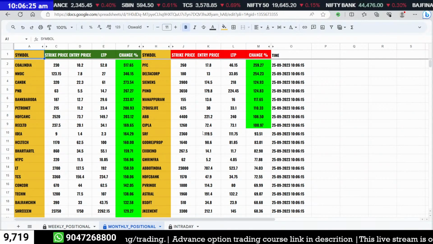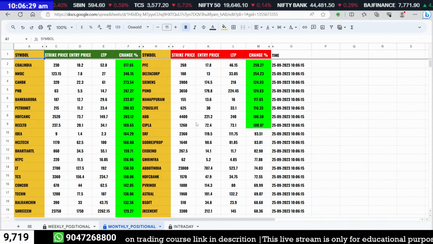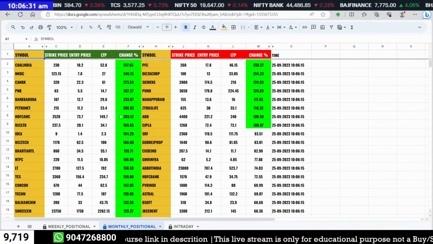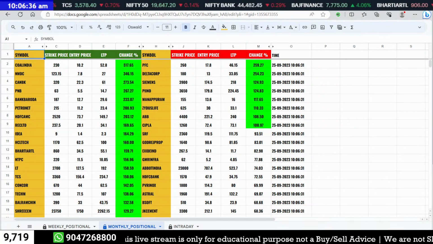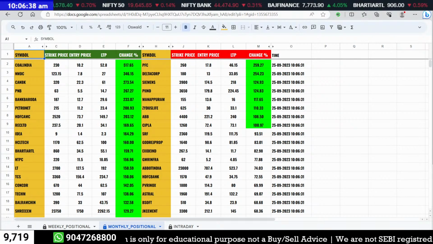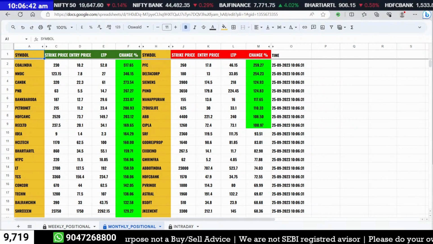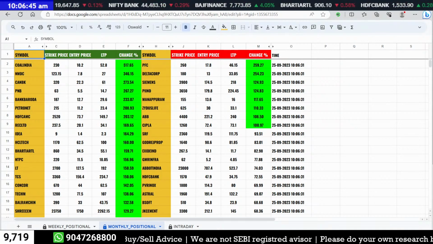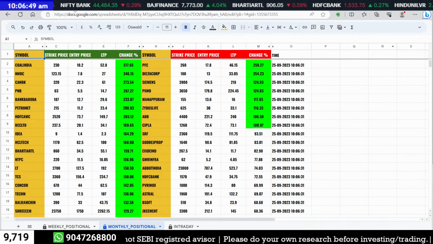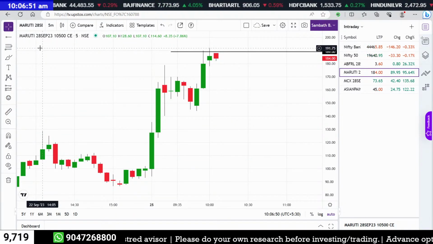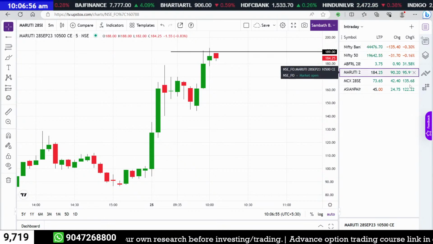So the monthly positional is already done for the month of September. So we will wait for an October contract. Any doubts and questions, just ping me here.